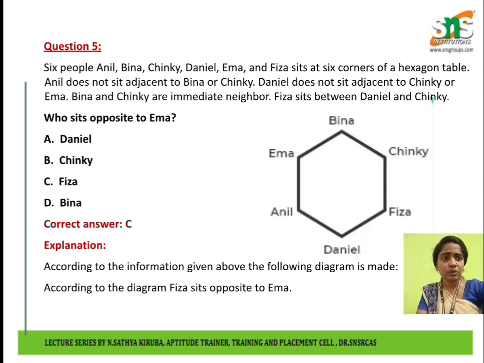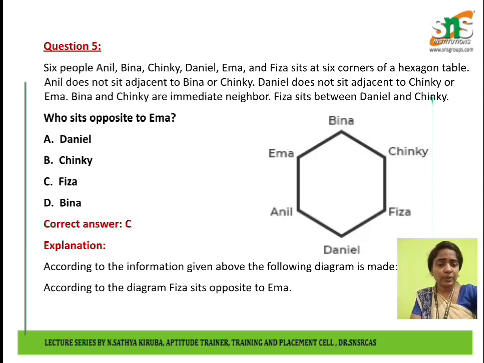Now, I have given the solution already. According to the question, we'll just verify how the diagram is drawn here. It is very clear. Anil does not sit adjacent to Beena or Chinky. Beena is not with Anil, and also Chinky is not with Anil. Next, Daniel does not sit adjacent to Chinky. Adjacent to Chinky are Beena and Visa, so they are not sitting with him.